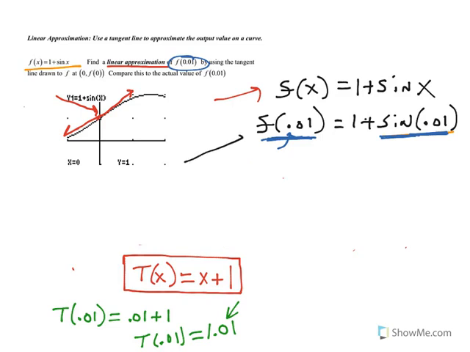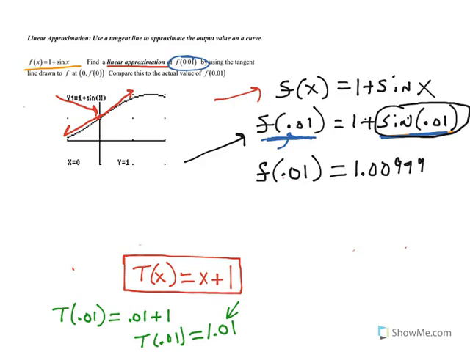So back to the original question, what is f of 0.01? If we did this on an actual calculator, and we did 1 plus the sine of 0.01, just make sure you're in radian mode. If you were to work that out on a calculator, it should work out to be approximately 1.00999833.